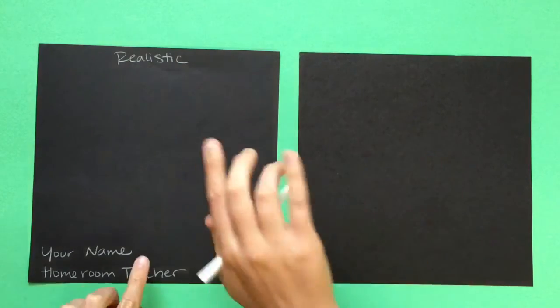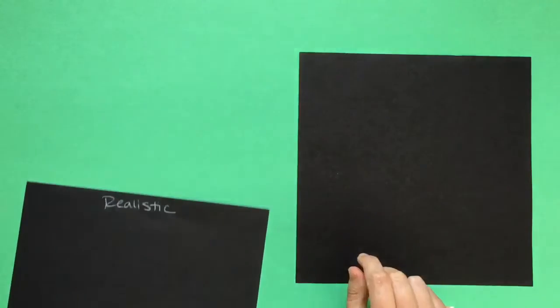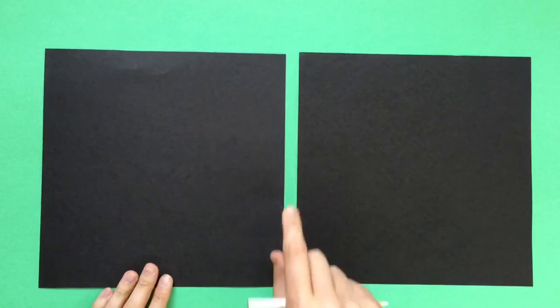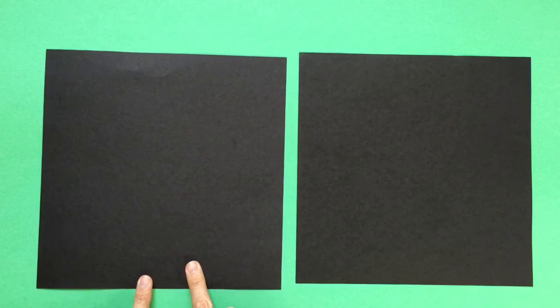Once you're done with that, then you're going to flip over the realistic paper. You're going to draw shapes again, but this time the shapes are going to fit together to make something that you can tell what it's supposed to be. So those shapes could form a car or an animal or a person or a place or an object.